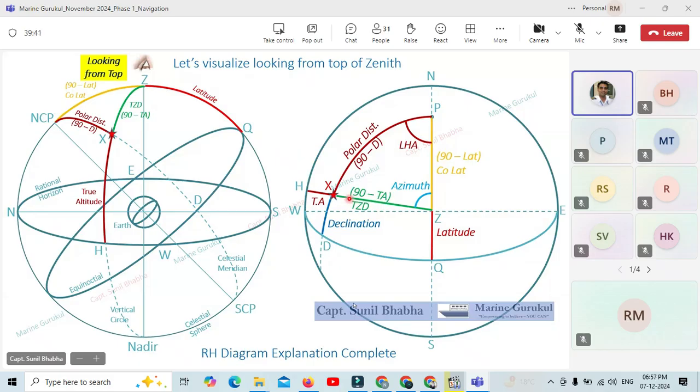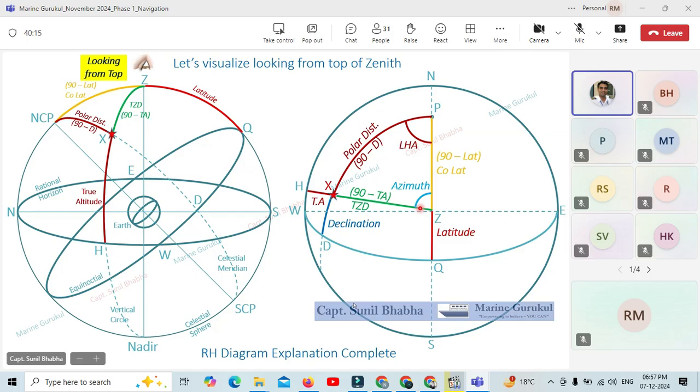Now, most of the questions which are asked to us in principles of navigation are based on the concept of this PZX triangle. We have seen that this PZX triangle is a spherical triangle. All three sides are great circles. This is made on the celestial sphere. In this spherical triangle, we have identified 5 parts: the 3 sides of the spherical triangle, angle Papa and angle Zulu.